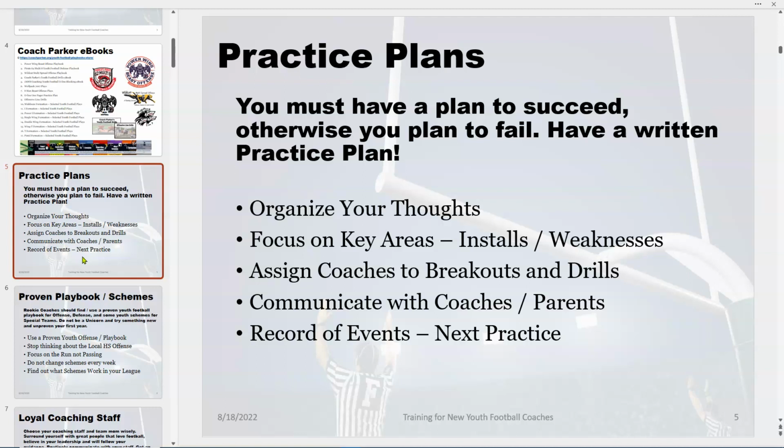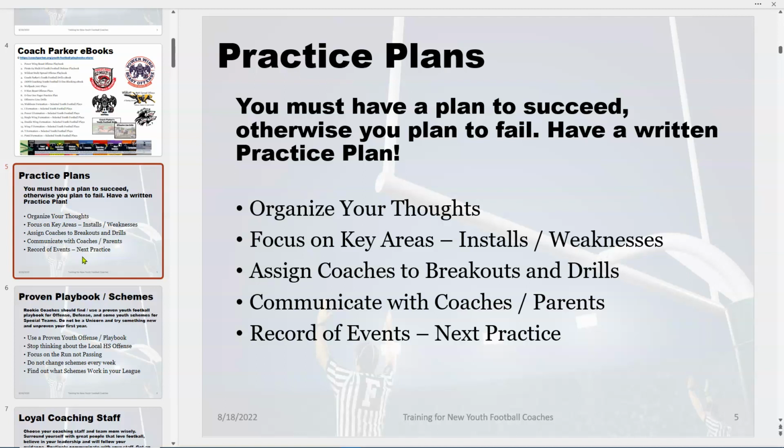And by writing it up and putting it in a plan on paper, it really helps you organize those thoughts and keeps you focused when you've got 30 or 40 people, with coaches, parents, and kids running around at the practice field. It also helps you communicate with coaches, and then if you share it with your parents, that's great. You assign the coaches their breakout and drills. It really helps with communication.